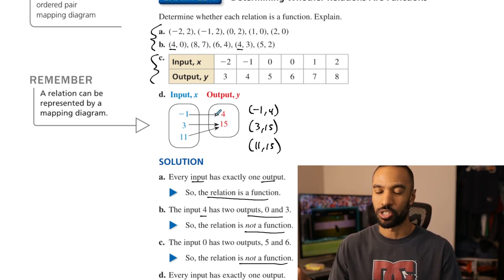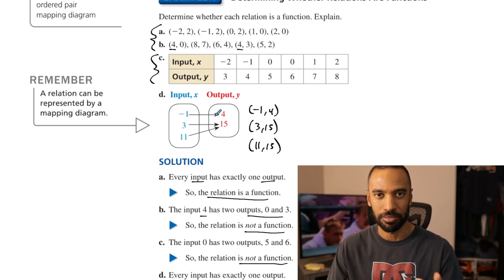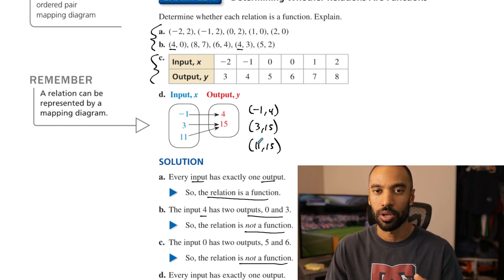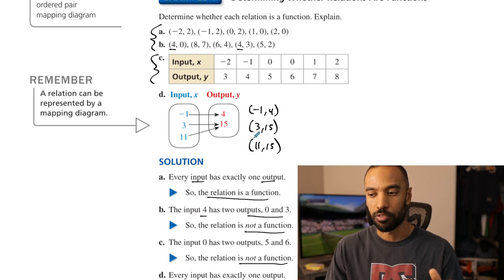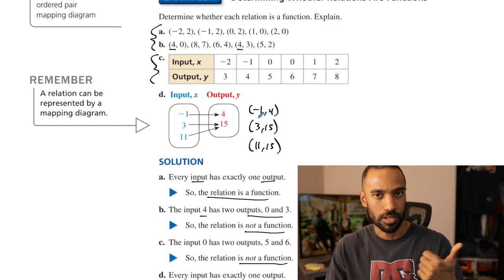And I'm going to give some analogies for this. But you can have the same output for different inputs. You can't have the same input with different outputs. Okay? Repeat on Y with different X's? Sure. Totally okay. Repeat on X's different Y's? No. Did this have that? No. It doesn't. So is it a function? It is. This is a function.